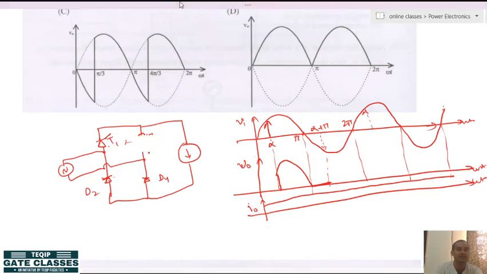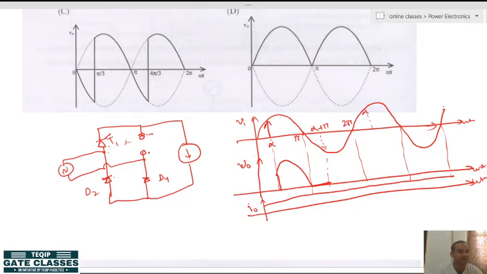So we make T3 an open circuit. What will happen when T3 is open circuit and current has to flow anyway? It means this thyristor T1 will remain continuously on. So, when this thyristor T1 remains on, what will happen?